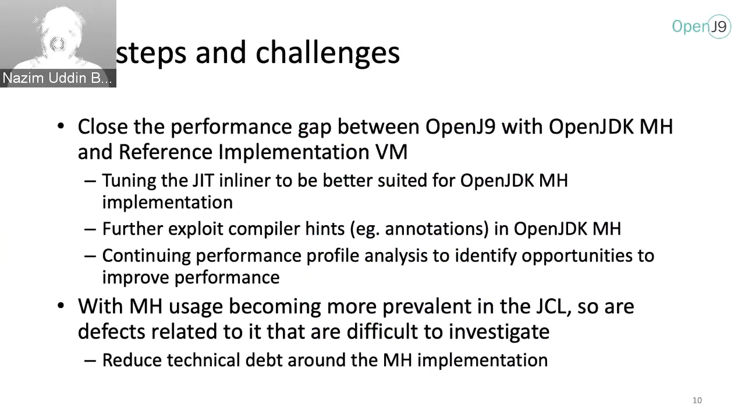And then another thing we're going to be looking at is further using the compiler hints that are available, that the reference implementation VM uses, to better optimize the code related to method handle. And we're going to continue performance profile analysis to identify more opportunities that we can use to improve our performance. So with method handle usage becoming more prevalent, so are some difficult to investigate defects around it, which is why I think it is important that we work on reducing technical debt around method handle implementation by adding more documentation related to that.